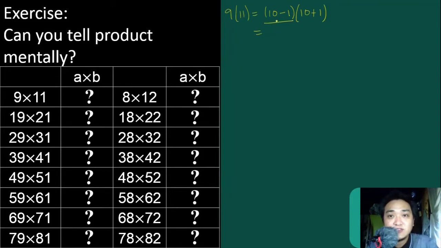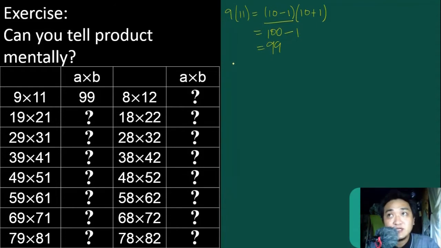Yun ang mangyayari, ano? So, 10 times 10, that is 100 minus 1 times 1 is 1 and 100 minus 1 is 99. Subukan nga natin kung tama yung sagot natin. Okay, so tama yung sagot natin. So, let us have the next example. 19 times 21. So, tingin nyo. So, 19 times 21 could be expressed as 20 minus 1 and 20 plus 1, diba?